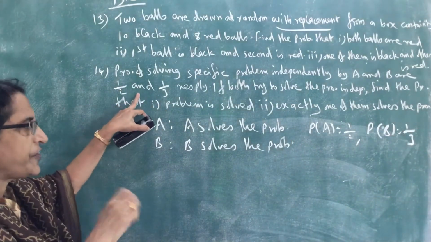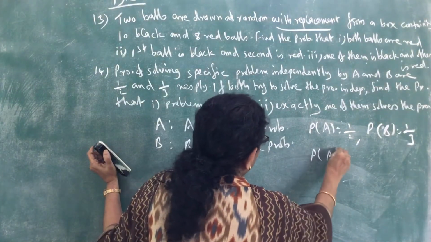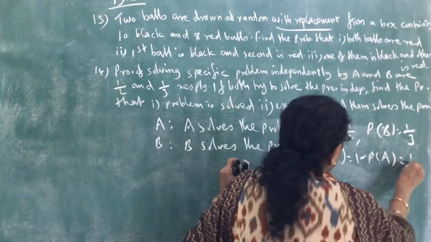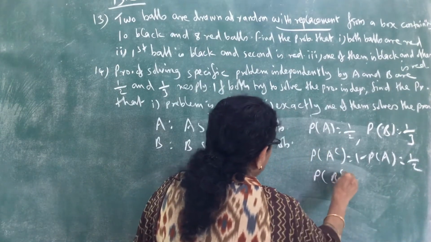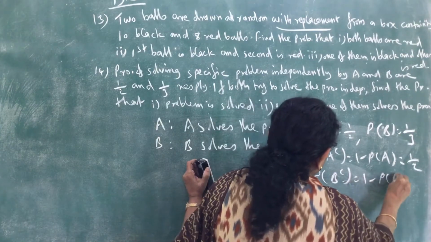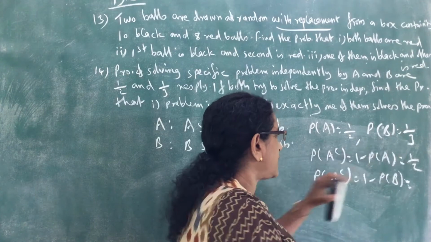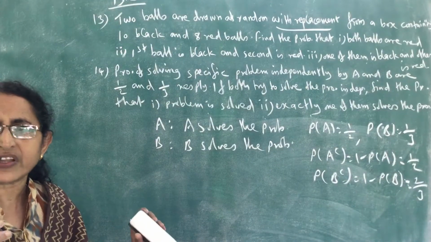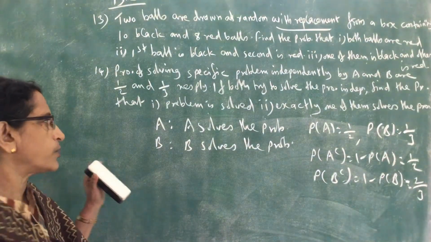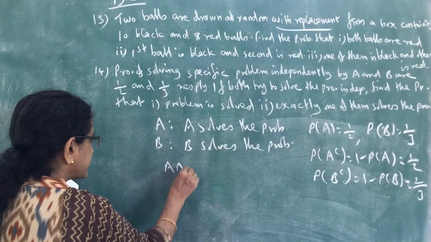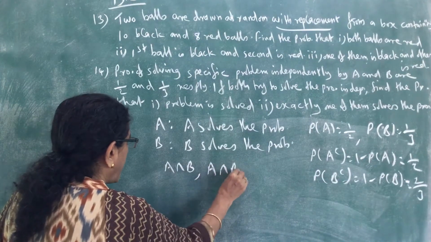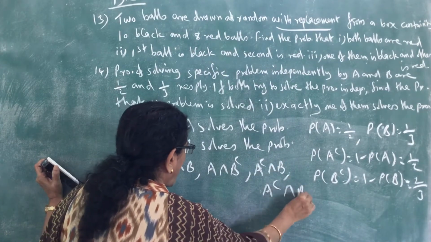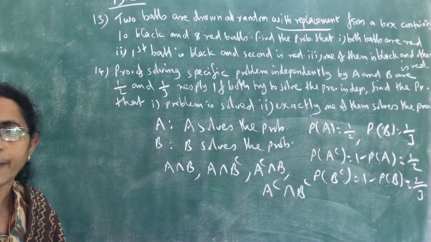Now what is probability of A complement? Probability of A complement equal to 1 minus probability of A, that is 1 minus 1 by 2, that is 1 by 2. And what is probability of B complement? That is 1 minus probability of B, that is equal to 1 minus 1 by 3, that is 2 by 3. So now when a problem is given to two students A and B, the possible outcomes are A intersection B, A intersection B complement, A complement intersection B, and A complement intersection B complement. These are the four possibilities.